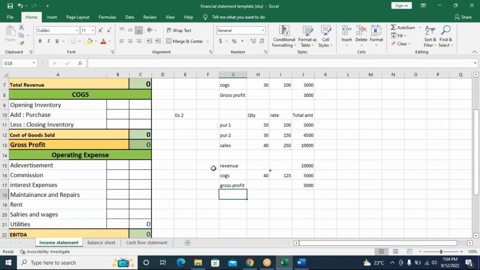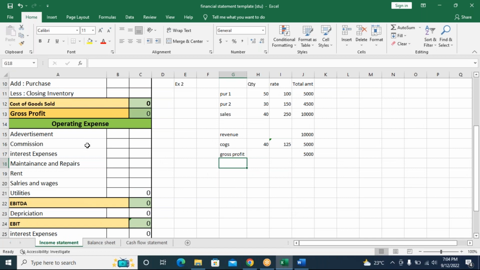Let's see the format of how the income statement is done. Now on this we have the operating expenses, that is OPEX. OPEX is nothing but the operating expenses. Here I'll say the operating expenses come to 2000 rupees. Then I have my EBITDA. So what is EBITDA? Earnings before interest, tax, depreciation and amortization.